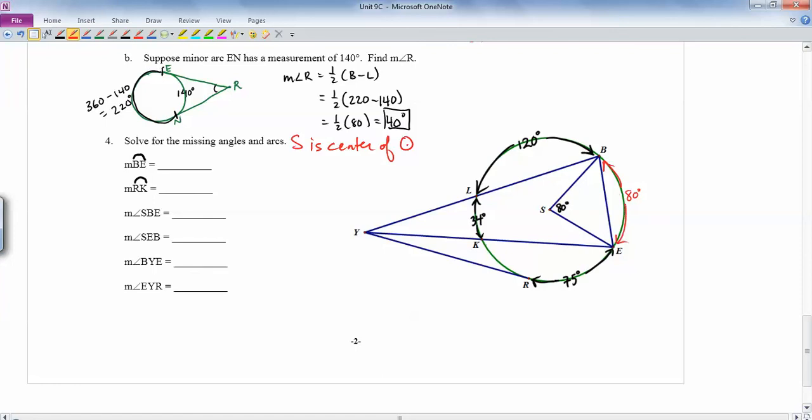And then the only arc I'm missing now is KR. So I know KR is going to be 360 minus all the other arcs. So if I do measurement of KR equals 360 minus 120 plus the 34 plus the 75 plus the 80.